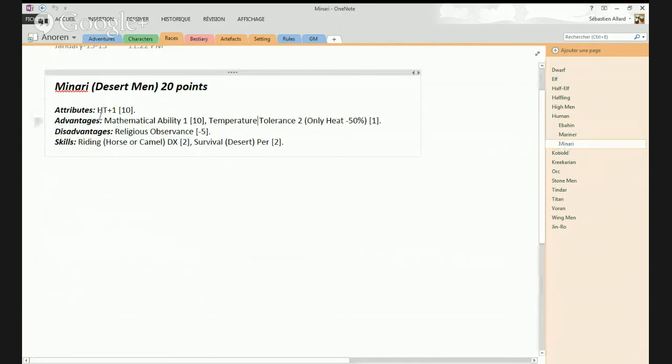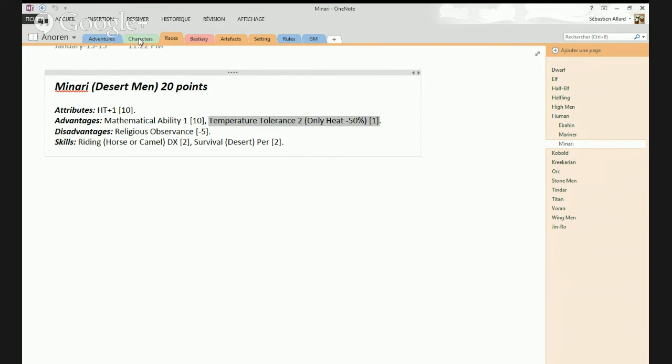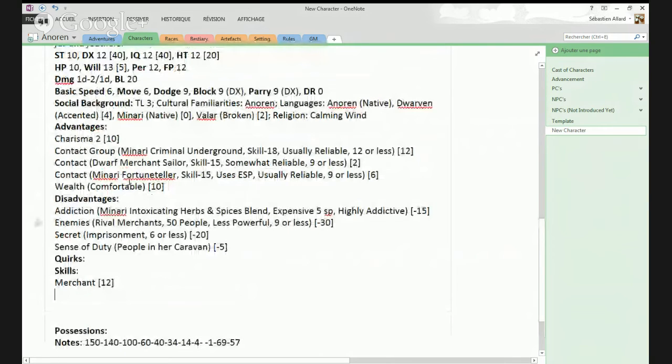But in the case of cultural templates like the Minari, they are human desert people, and it's more vague. It's culture. It's not physicality. It's not race. So she already has a good HT. Could give her mathematic ability. Let's say I will not. I'm gonna give her the temperature tolerance because it makes sense.